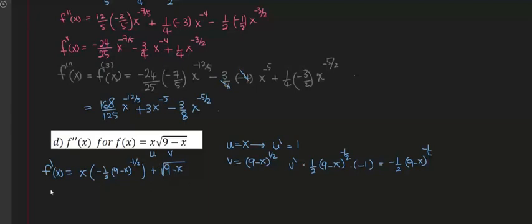Now we are able to find the f double prime, the f double dash. Again, we have here, if we need to rewrite f dash or f prime of x, we might just take this negative half outside.